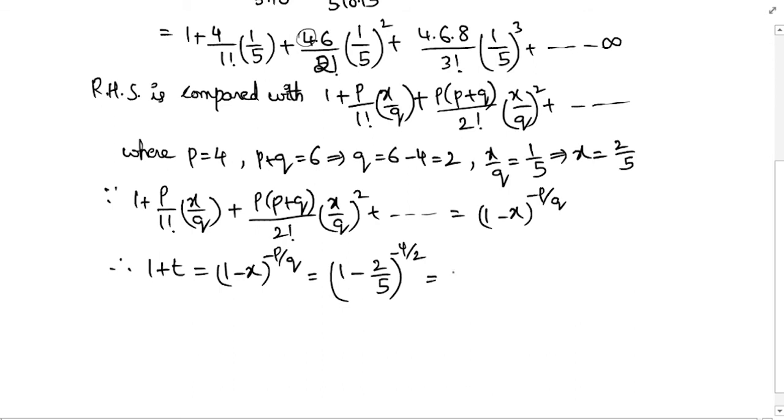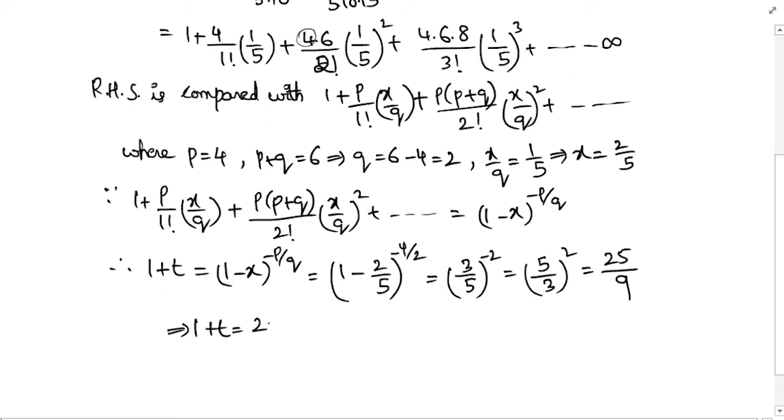That is equal to 3 by 5 whole power minus 2, that is equal to 5 by 3 whole square, so that will be equal to 25 divided by 9. So that means 1 plus t is equal to 25 by 9. That implies 9 plus 9t is equal to 25, that implies 9t is equal to 25 minus 9, that is 16. So we got RHS.